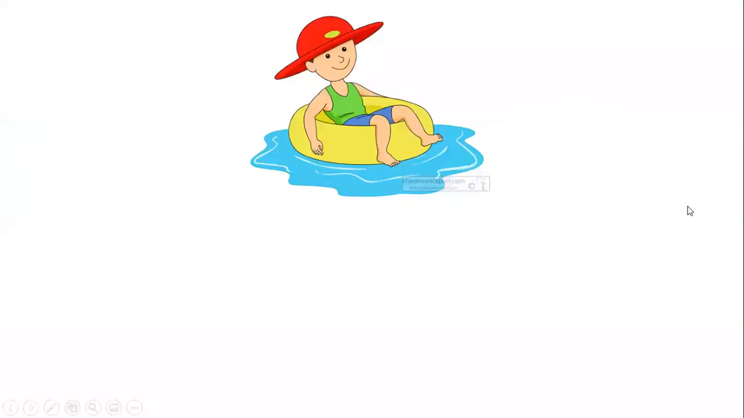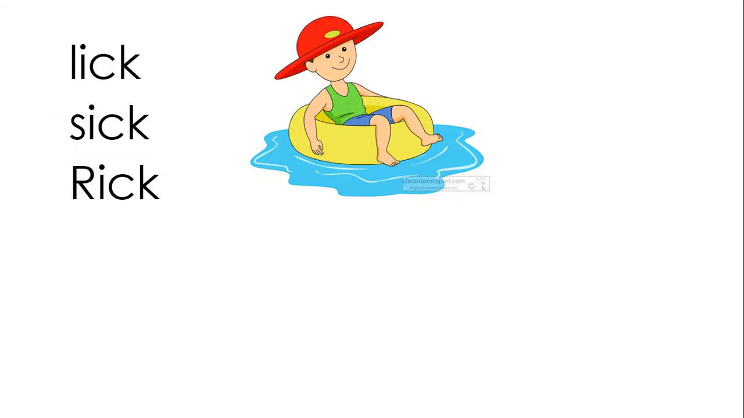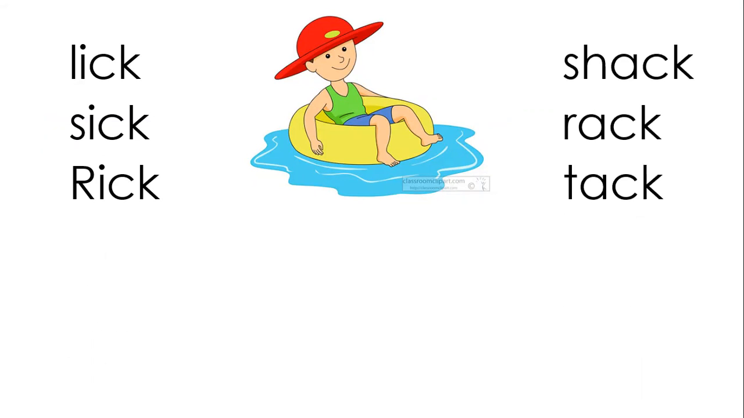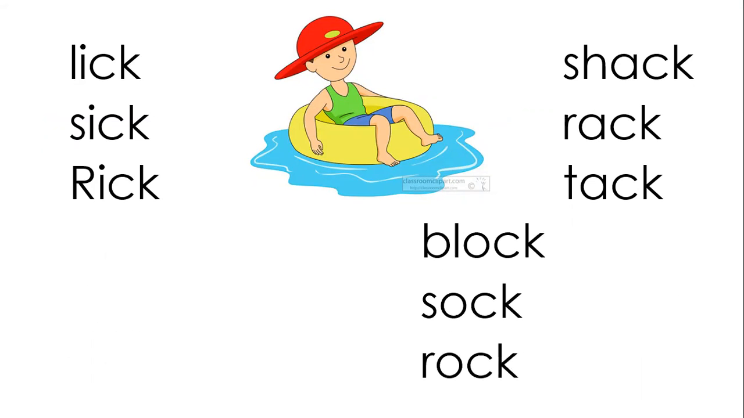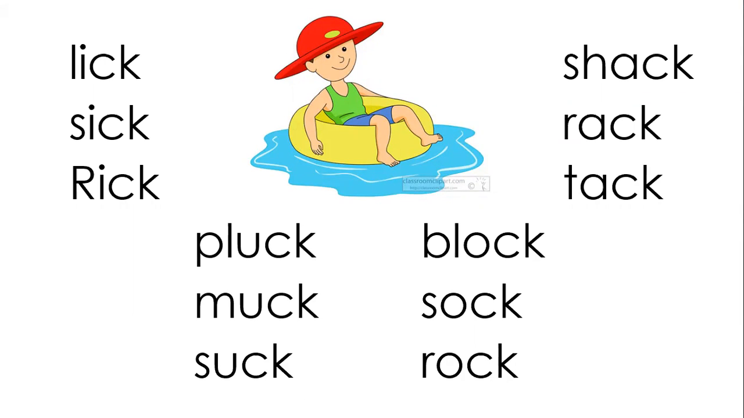All right, so you see the little bonus float there. You're going to see the words pop up, and you're going to need to think what they have in common as to why we group them. So this first group here, you see lick, sick, rick. And then on the other side of the screen, we have shack, rack, tack. And close to the bottom, we have block, sock, rock. And then we have pluck, muck, suck. So I want you to go ahead and pause very quickly and think about what these groups of words have in common and what you think our pattern is.